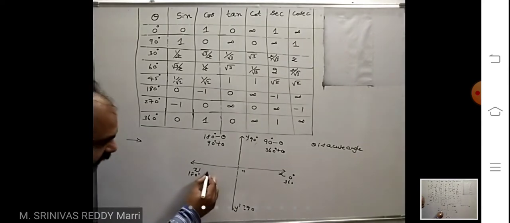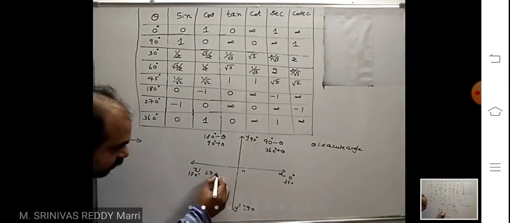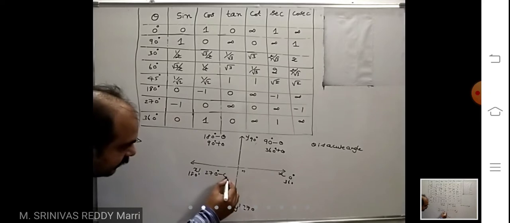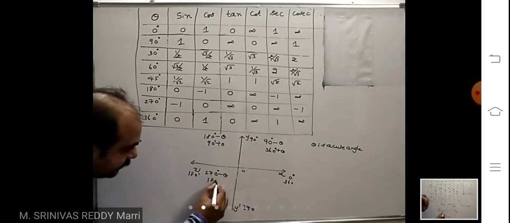In the next quadrant, the angle will be of the form 270 minus theta or 180 plus theta.